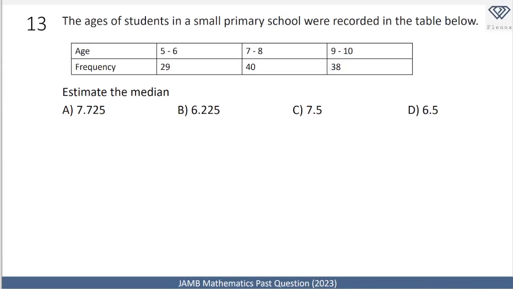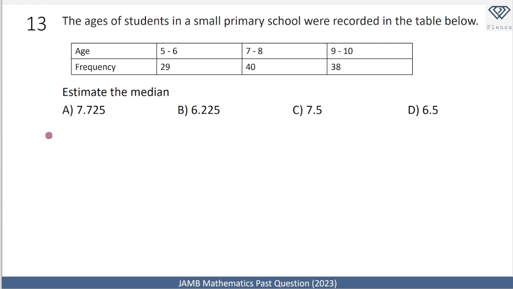Moving on to the next, we are told that the ages of students in a small primary school were recorded below. So this is a grouped distribution, and we see that between the ages of 5 to 6, there are 29 students. There are 40 students between the ages of 7 to 8. There are 38 students within the ages of 9 to 10.